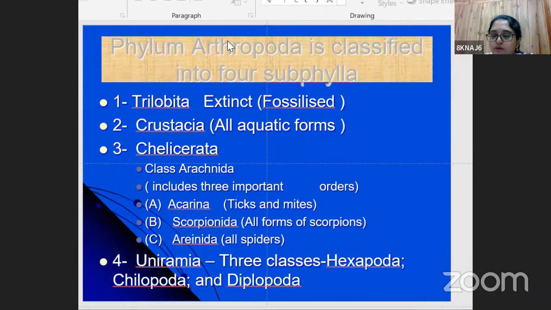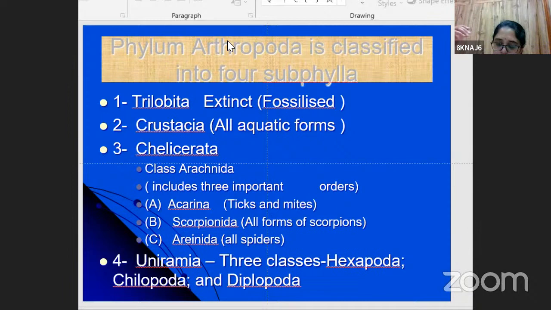Respiration is through book gills, book lungs, etc., or trachea. Excretion is through Malpighian tubules, and you have coxal glands too, or both of them. And there are tactile bristles present all over the body. They are dioecious, with internal fertilization, mostly oviparous, and some of them are viviparous.